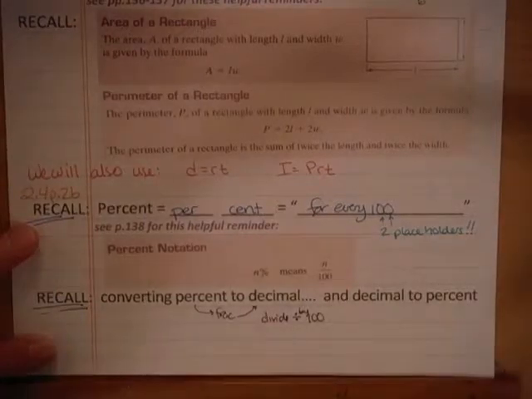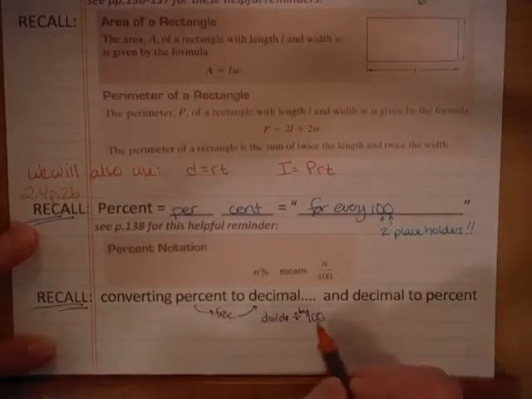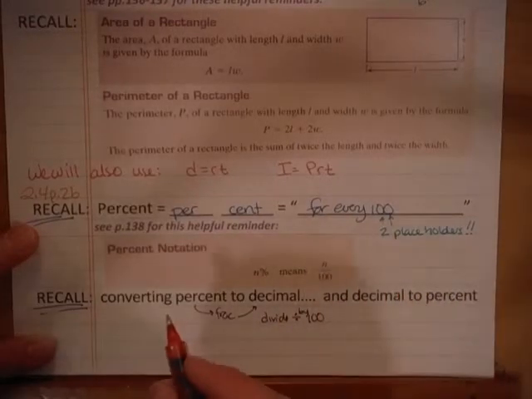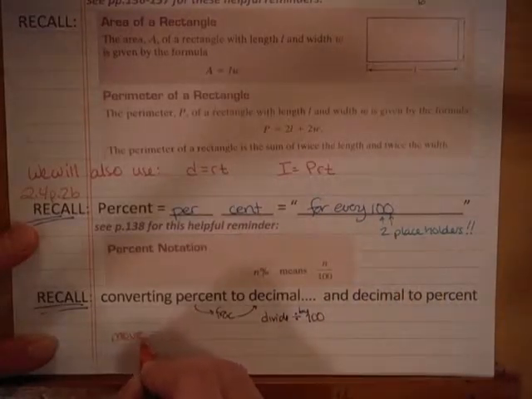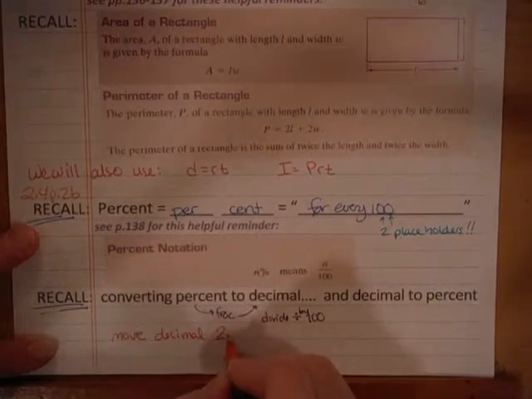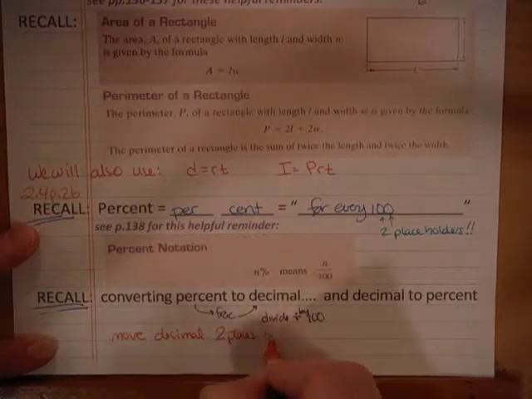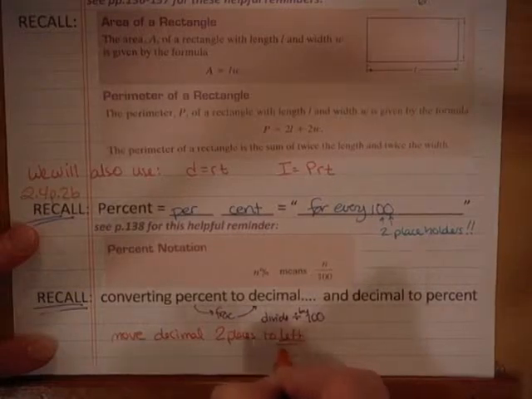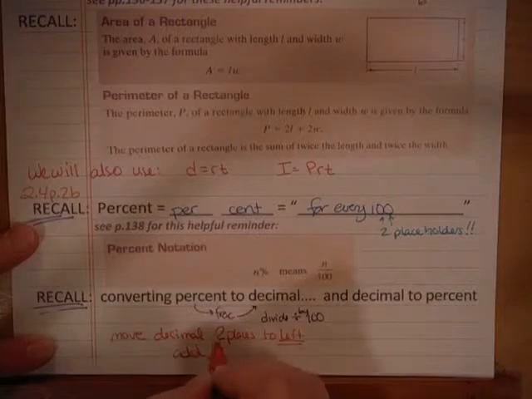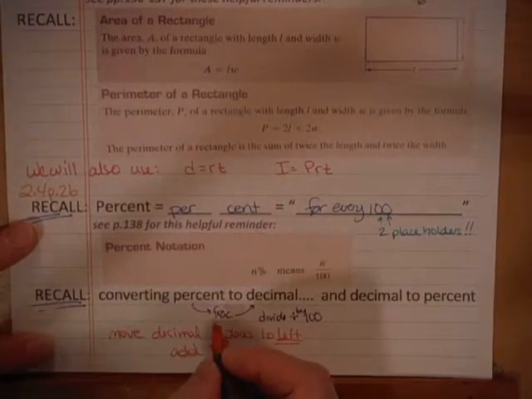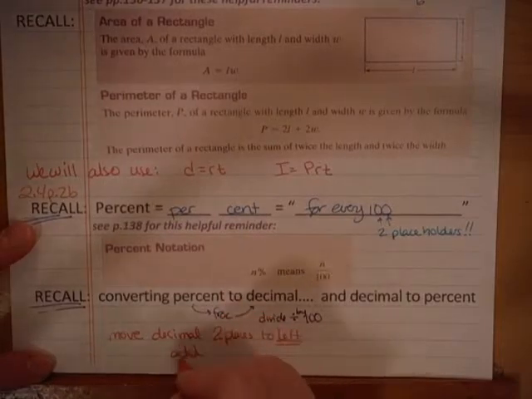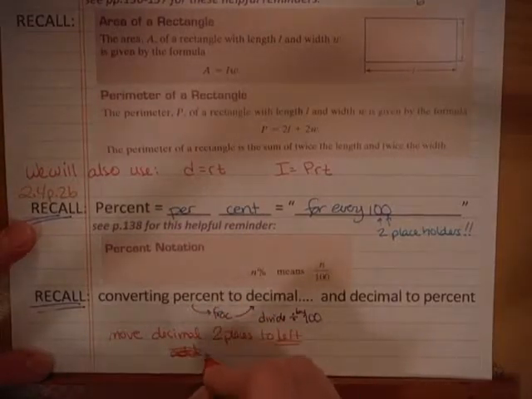What does that mean in terms of your result? Well, when you're dividing by 100, you've got those two placeholders here. It actually moves the decimal 2 places to the left. Okay, and then you remove the percent sign, because you started as a percent.